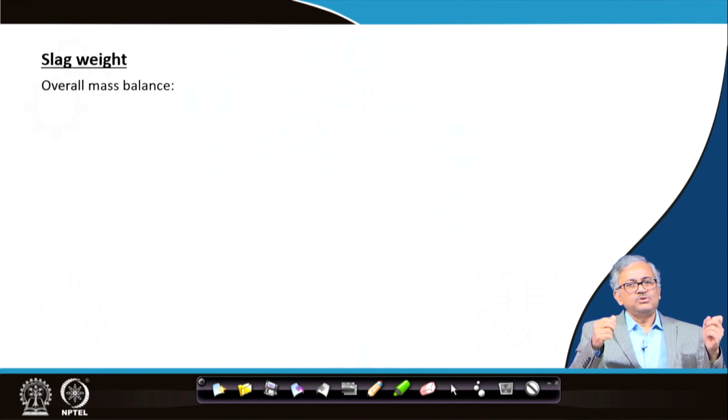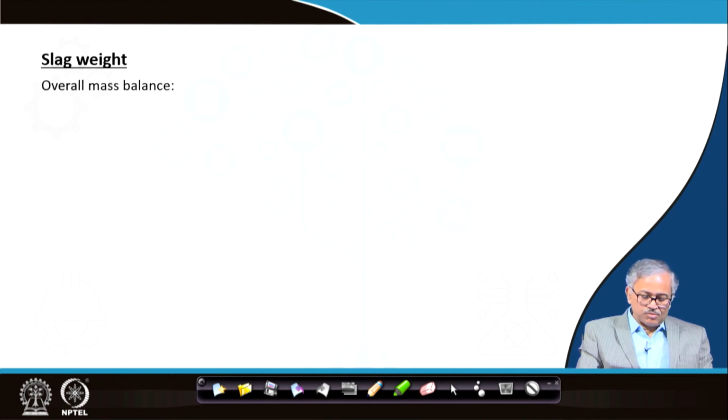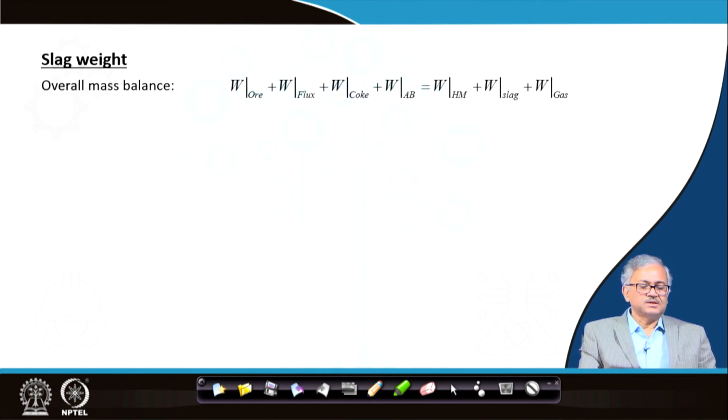So otherwise, that is one way you can do it, and the other way is the overall mass balance. If you do the overall mass balance, then also you can calculate the slag weight, right. What is the overall mass balance? I know the total weight of the ore, right, and then I know the weight of the flux, I know the weight of the coke, and then I can easily calculate the weight of the air blast, because now I know the moles of nitrogen in the exit gas.